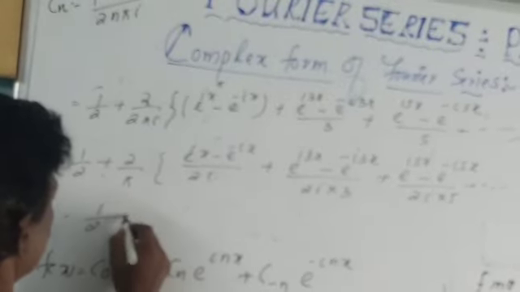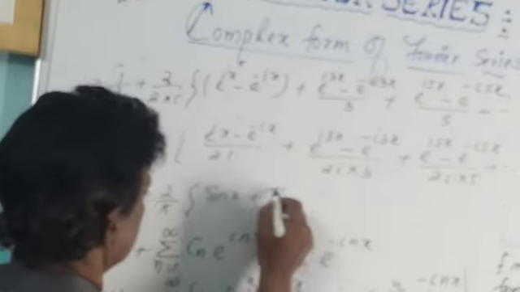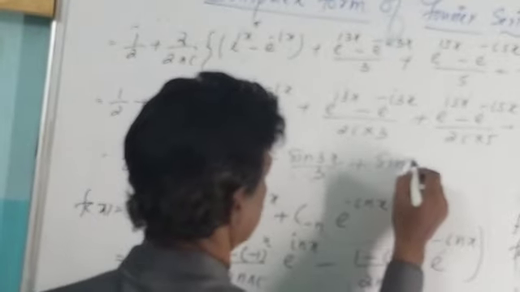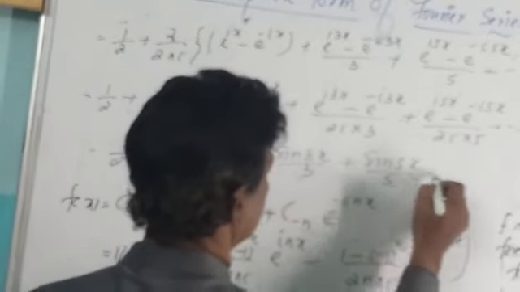So the series is 1 by 2 plus 2 by pi into sin x, next term sin 3x by 3, and next sin 5x by 5 plus etc. This is known as the usual form of Fourier series. First we have to find the complex form of the series. This is known as the complex form of Fourier series. And after that we have to obtain from it the usual Fourier series.